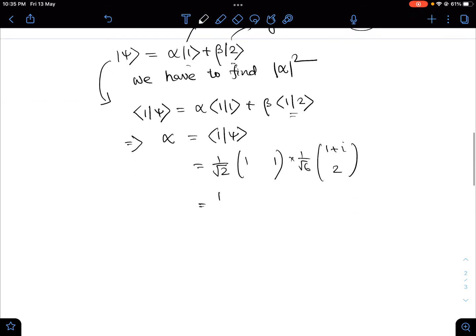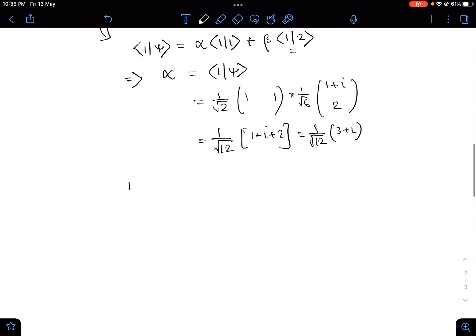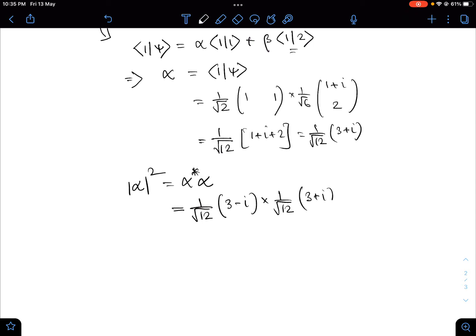So if we do the calculation, we will have 1 by root 12 (1 plus i plus 2). So that means 1 by root 12 (3 plus i). So what will be mod alpha squared? It will be alpha star alpha, and alpha star will be the complex conjugate of this number. So it will be 3 minus i, and we will have 1 by root 12 (3 plus i). So this will give us 1 by 12 multiplied with (9 plus 1). So it will give us 5 by 6.